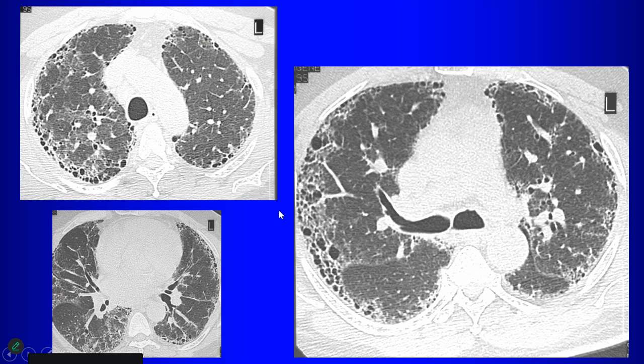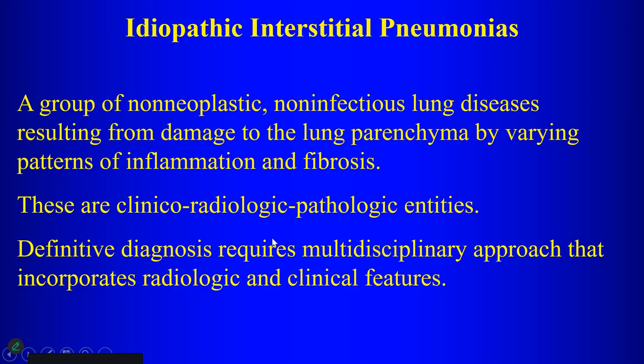What pattern do we call this? When you're reading the CT, you call this what kind of pattern? UIP, right? UIP pattern, the disease that's associated with, as you said, IPF, idiopathic pulmonary fibrosis. Although there are other diseases that could also do that. But as far as the idiopathic interstitial pneumonias, that is the disease that we think about, right? So that gets us now into this category of idiopathic interstitial pneumonia.